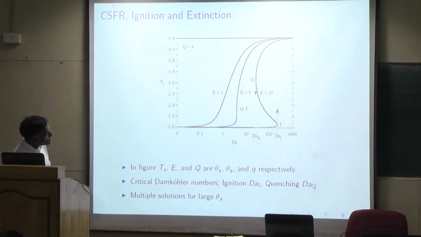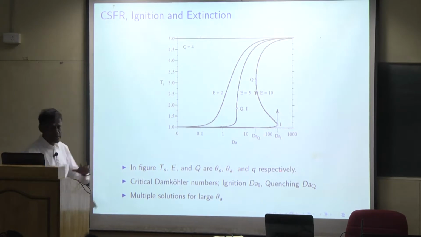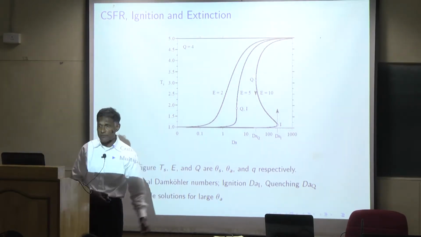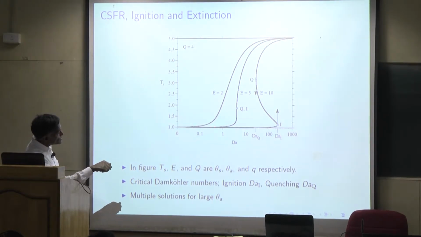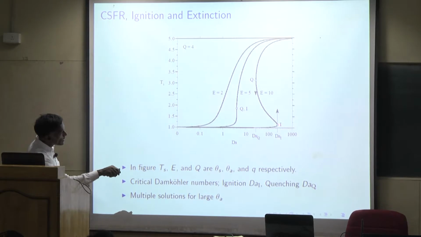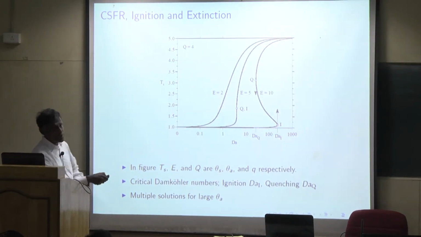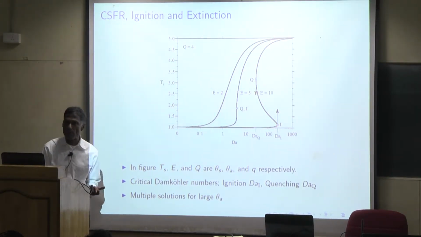But another interesting thing happens here. If the activation energy is sufficiently large, if we take a large activation energy, then you notice that the temperature goes down like this. This is the temperature rise, and suddenly at this point it turns around, and then it does that. So what that means is, this is ignition. This is actually a typical ignition problem of the reactor.